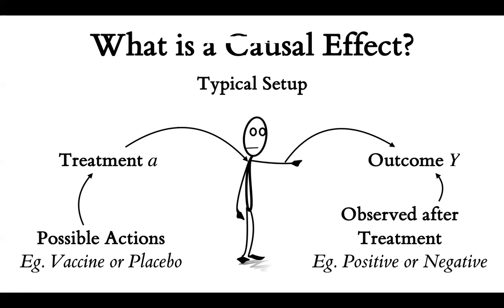Each individual is either given a vaccine or given a placebo. They can't be given both. So that's where a treatment is.